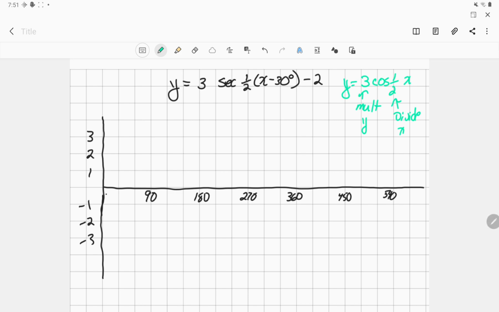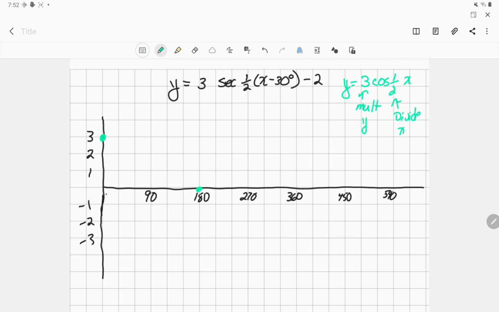normally, if I'm doing cos, cos of 0 would be 1, but we're going to multiply it by 3. And we're going to divide the x value of 0 by 1/2. Still 0. Now, at 90, it's usually 0. We're going to multiply the y value by 3. So 0 times 3 is still 0. But we're going to divide the x value by 1/2, which would bring me to 180. So that's going to go here.